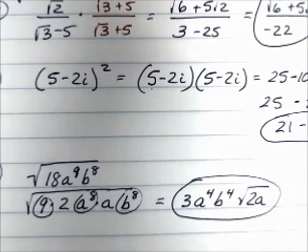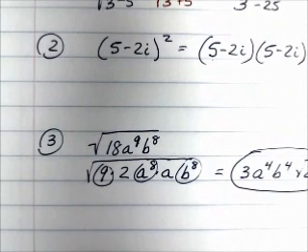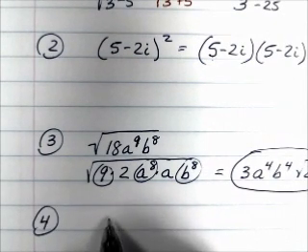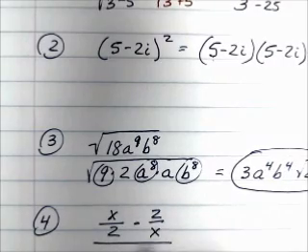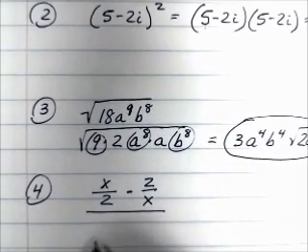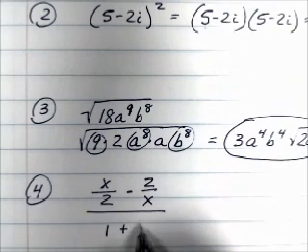Next, let's simplify a complex fraction. Let's take x over 2 minus 2 over x, all over 1 plus x over 2.